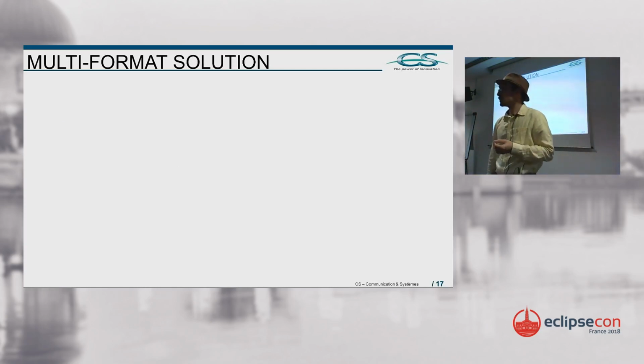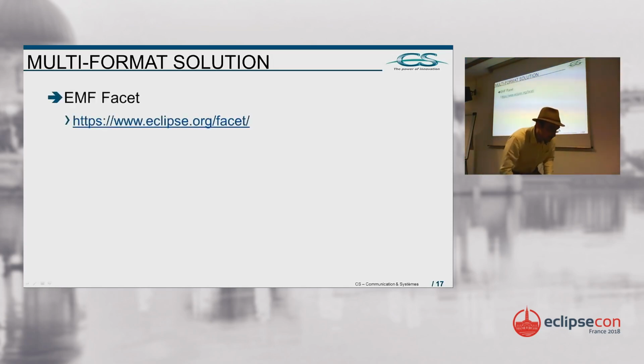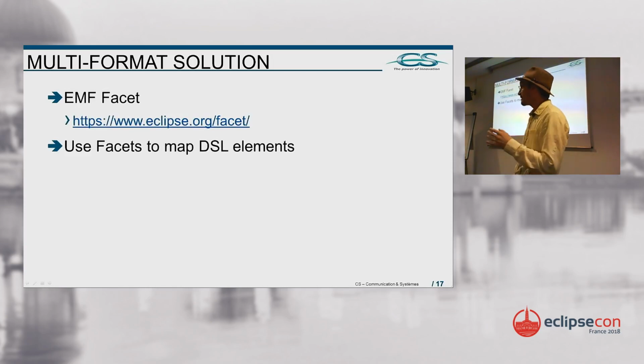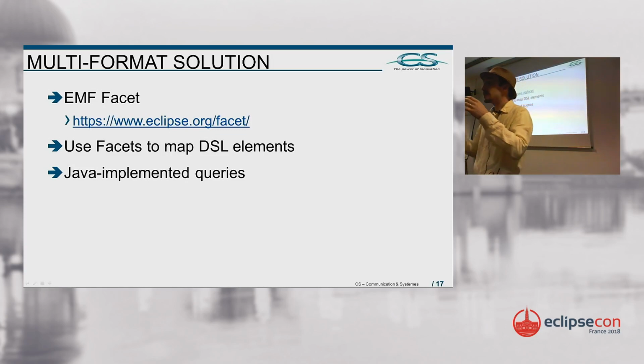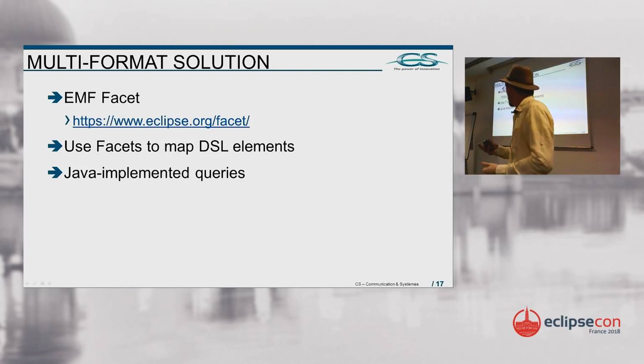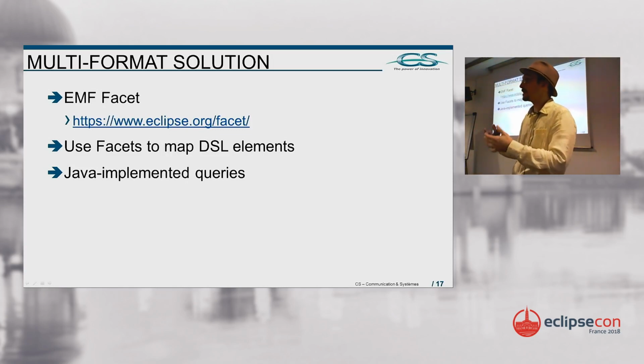The multi-format solution we adopted, we rely simply on the EMF Facet library. So here's the link. It's stored at Eclipse. And we use the facets from EMF Facets to map with DSL elements, with DSL classes. Then these classes have derived attributes, derived properties, which are implemented with queries, and these queries are implemented in Java. We can also implement in other languages, but Java was the easy choice for us.